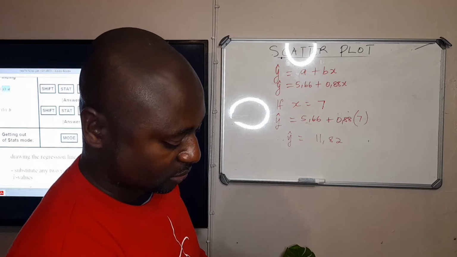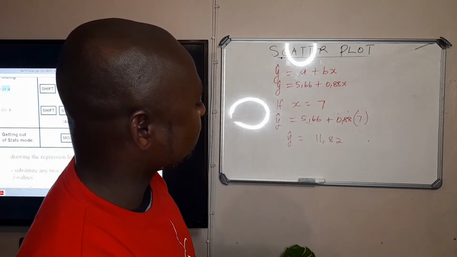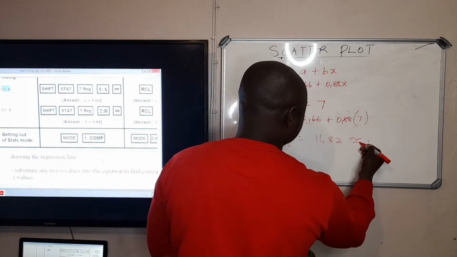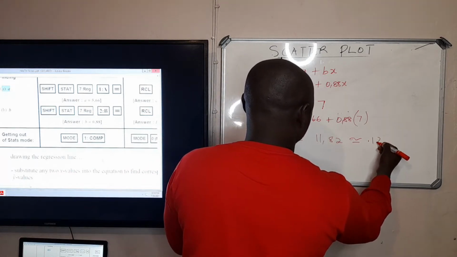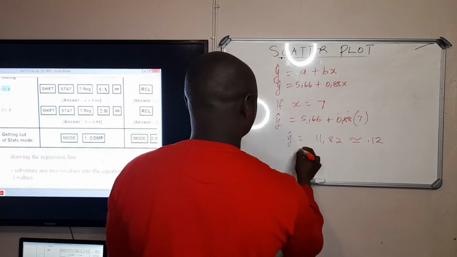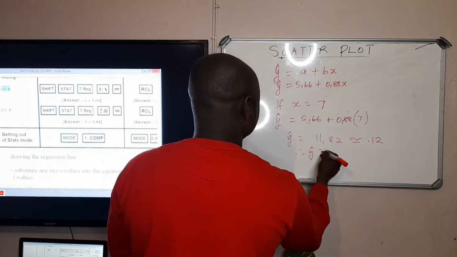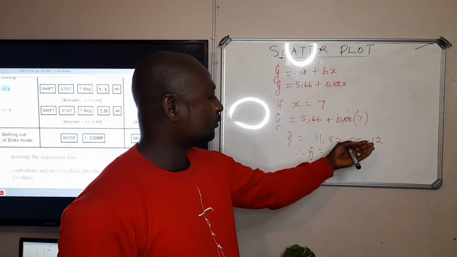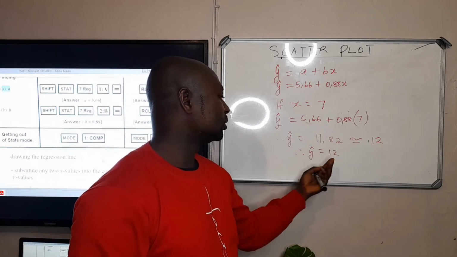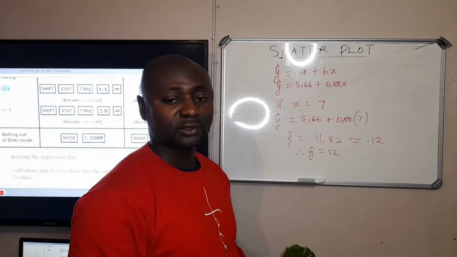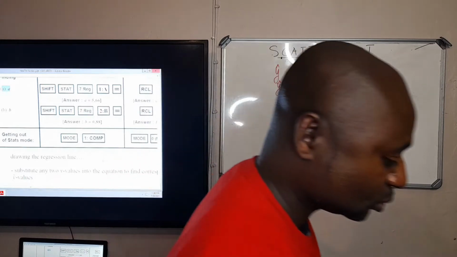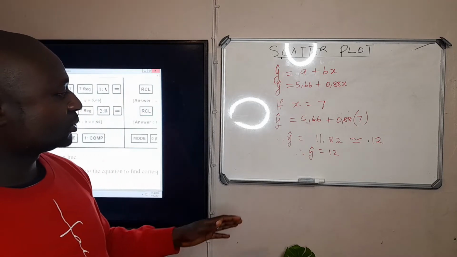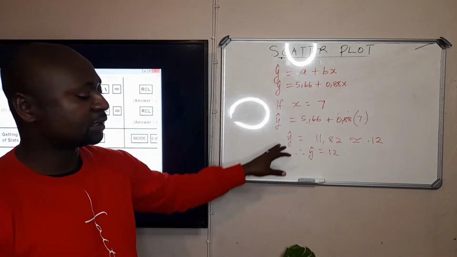So that's how you go about it. And if they want you to write it in the nearest whole number, then you can say it's equivalent to 12. So therefore, your predicted y is equal to 12. Otherwise, if they have not asked you to leave your answer in the nearest whole number, you can leave your answer at 11,82. So that is what we call scatter plot diagram and the questions that follow.